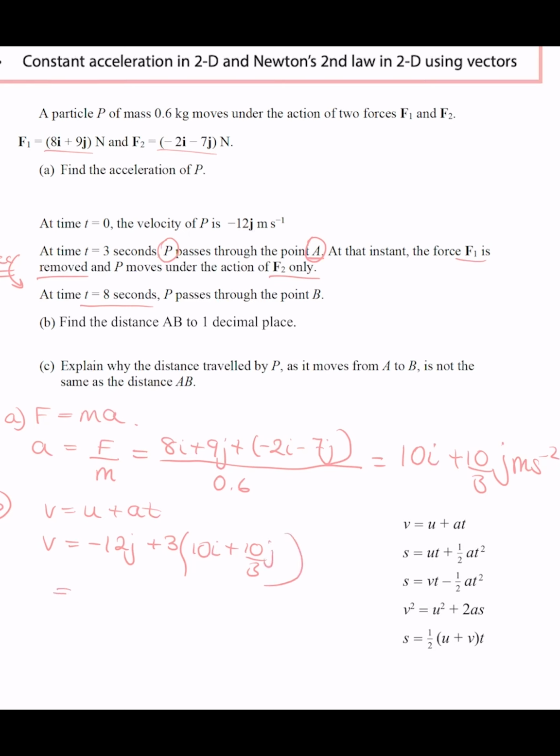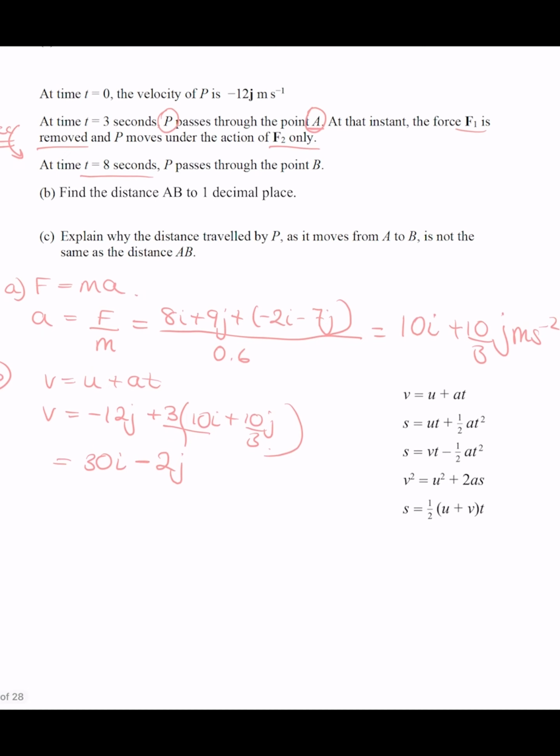Let's do our i's first. It's quite confusing when you have just j, so if you have to, write 0i for yourself. We've got 3 times 10, so 30i. For the j's, the 3's cancel, so I have 10 minus 12, so minus 2j. That's my velocity at t equals 3, which is also my opening velocity for the journey from A to B.